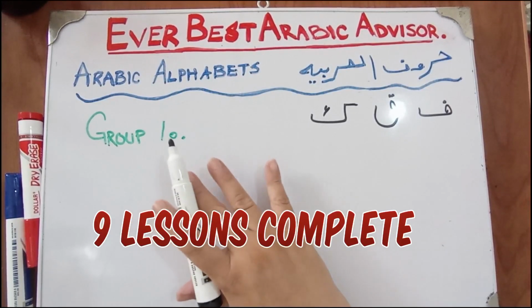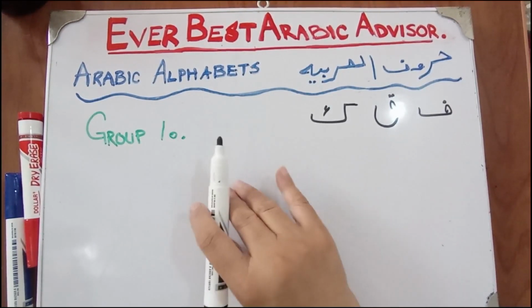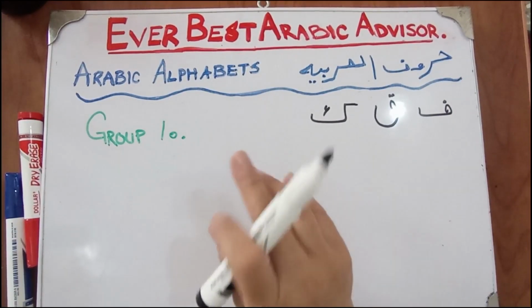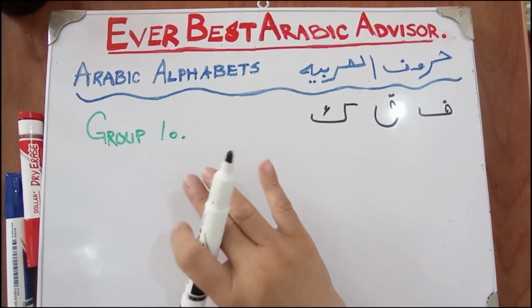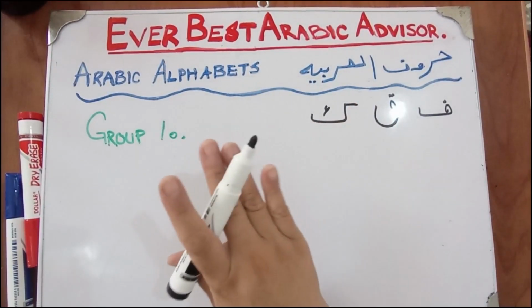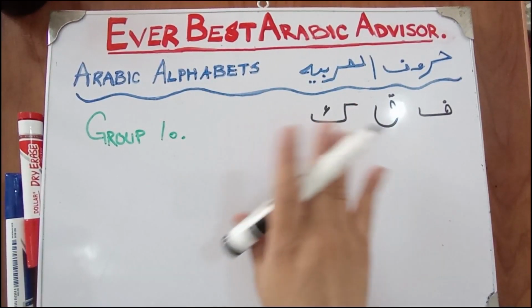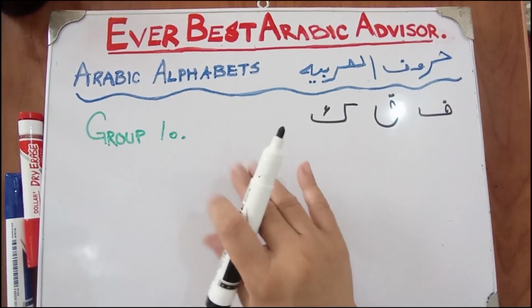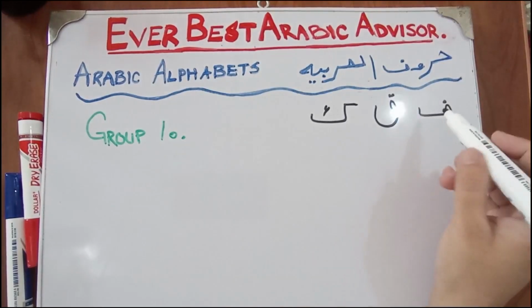If you have not watched all those videos, you may find the link in the description in the I button. And you must watch all these videos if you really want to learn Arabic, because letters in order should be memorized. Every letter has its own property and you will learn it by heart.